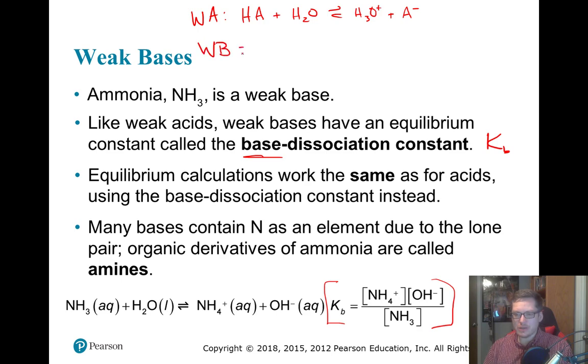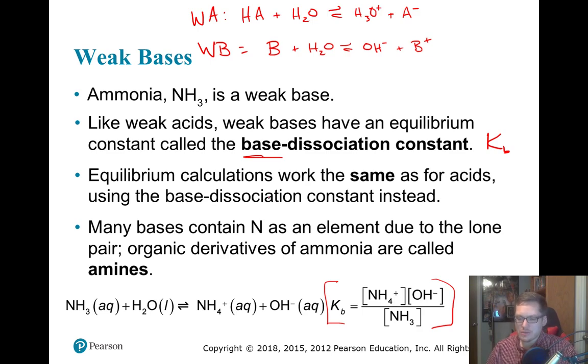And then we have the same kind of idea for our generic weak base formula. I've seen it written several different ways, but it would be something like this: whatever our weak base is, plus water, is going to yield OH minus plus BH plus. Or you could start with a B minus over here, and then it would be neutral on the other side. Six of one, half a dozen of the other, whatever floats your boat.